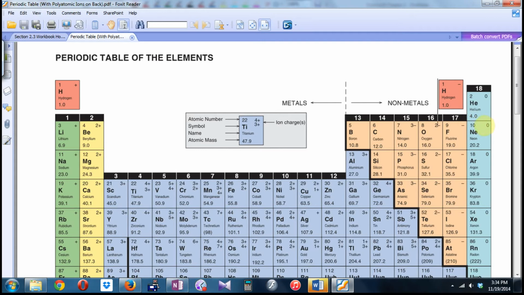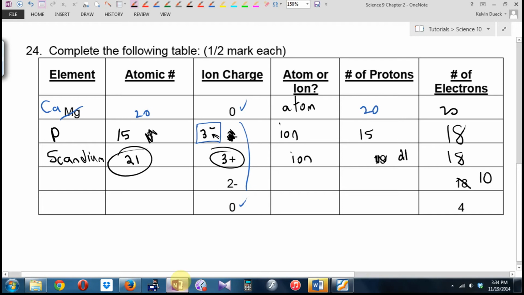But in this row, what has an ion charge of 2 negative? We're talking about an oxygen ion. So let's fill in what we can. I just figured out it's oxygen. Atomic number 8. Oh, and I got the number of protons, 8. Oh, and since it has a charge, ion.